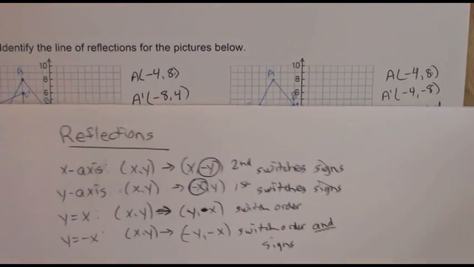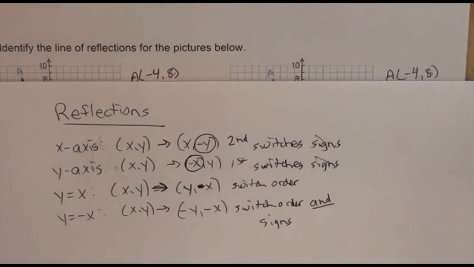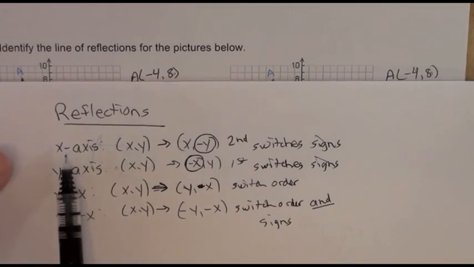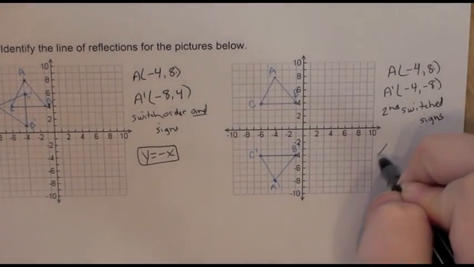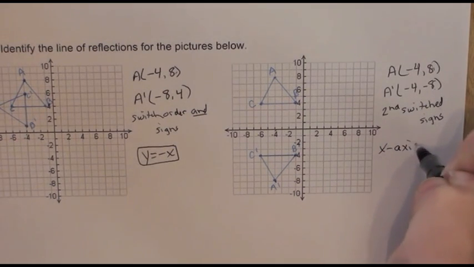So we look at our list. Which rule has the second value switching signs? Well, that's the first one, the x-axis. So it was reflected across the x-axis.